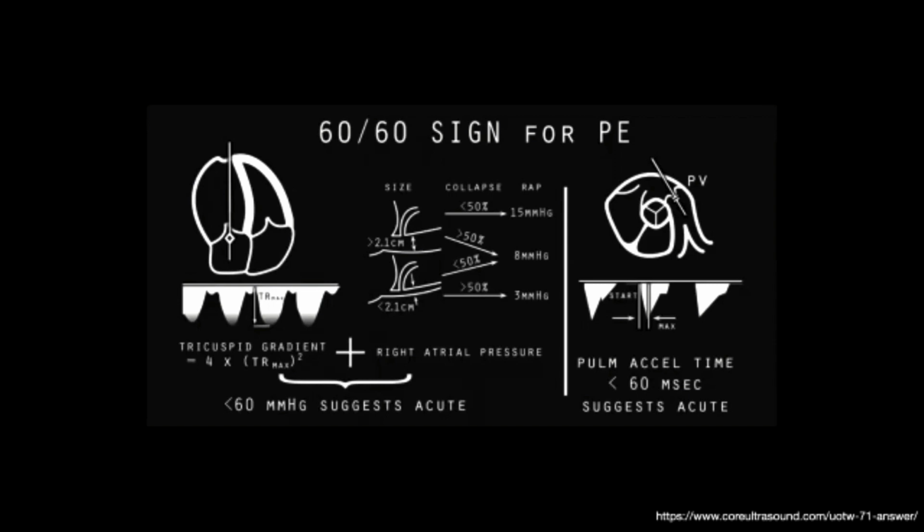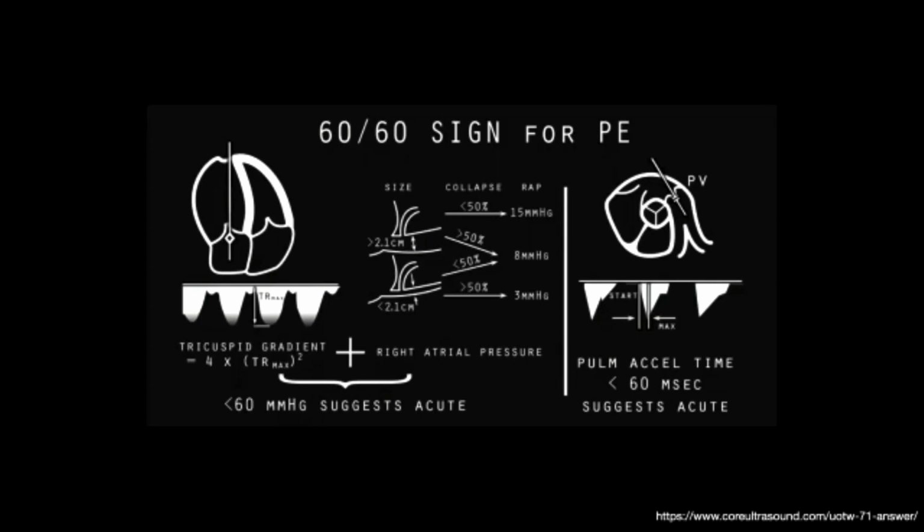Yeah, absolutely. So let me define the 60-60 sign. The 60-60 sign means that in the setting of an acute pulmonary embolism, the pulmonary artery acceleration time is less than 60 milliseconds, and the peak PA systolic pressure in the absence of previous pulmonary hypertension is less than 60 millimeters of mercury. Okay, so the PA systolic pressure is measured by assessing the gradient between the right ventricle and the right atrium by looking at the tricuspid regurgitation jet velocity.